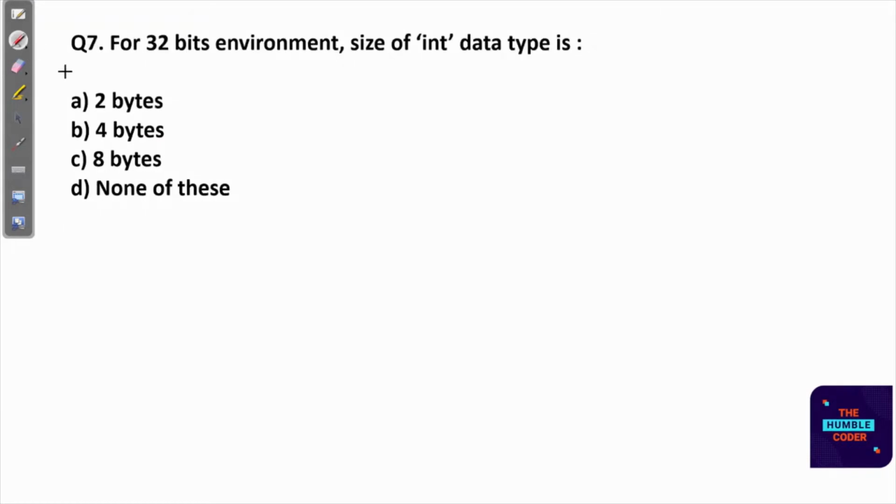For 32 bits environment, size of int data type is 2 bytes, 4 bytes, 8 bytes, none of these. So the size of the int depends on the bits. So if we have a 32-bit environment, then what will be the size of int in that case? So the correct answer for this question is option number B, which is 4 bytes. So option B is the correct answer for this. So let's move on again with the next question.